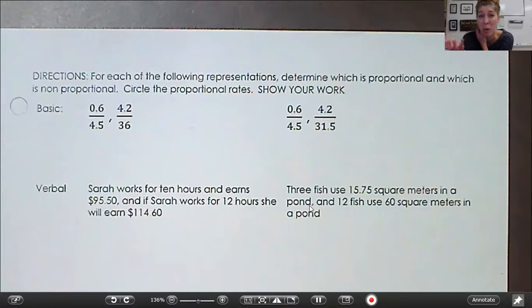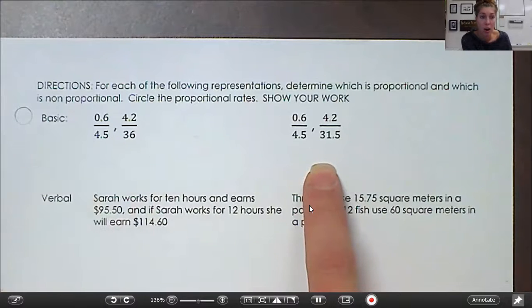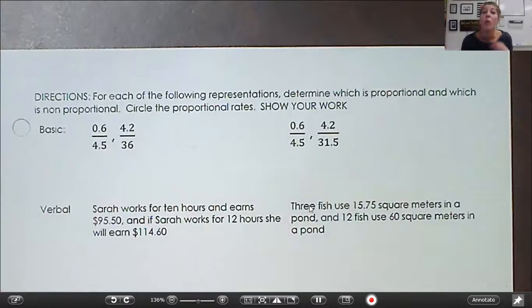This really is more an activity versus a set of notes because it is review. That's why it's not cut out all pretty in my notebook, but this will go in that digital notebook too. What we're going to do is I'm given two different examples of each type of proportion. One of them is proportional, one of them is not, and it is my job to prove it either way.